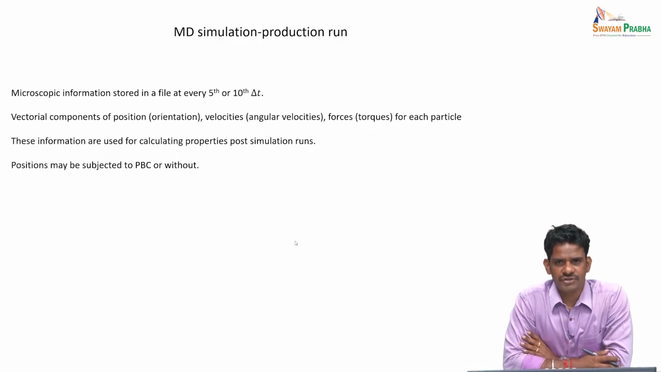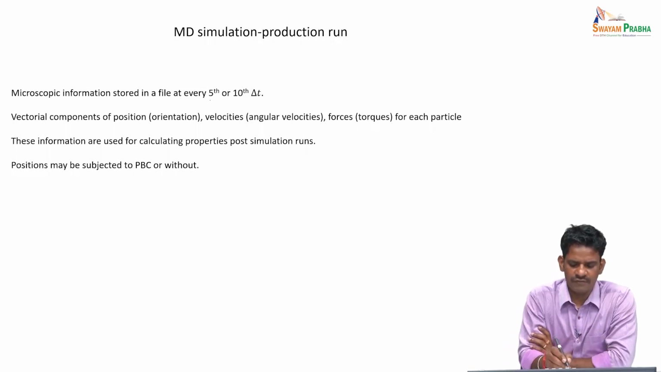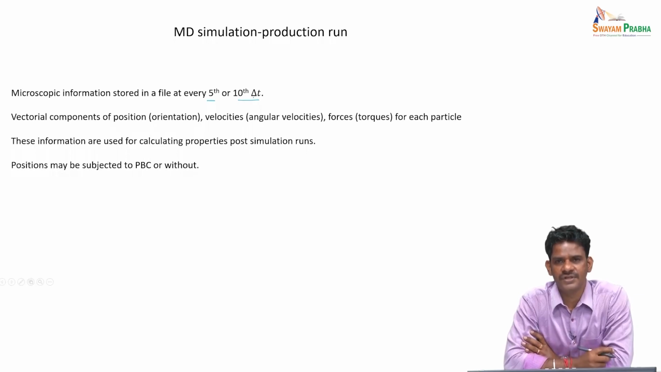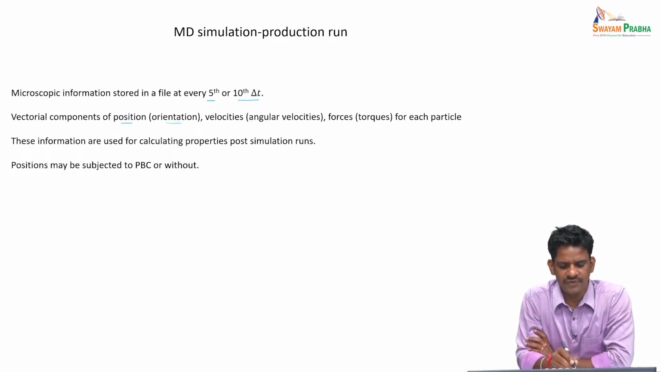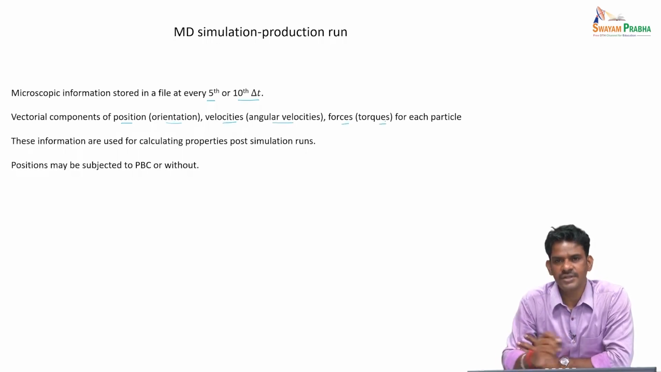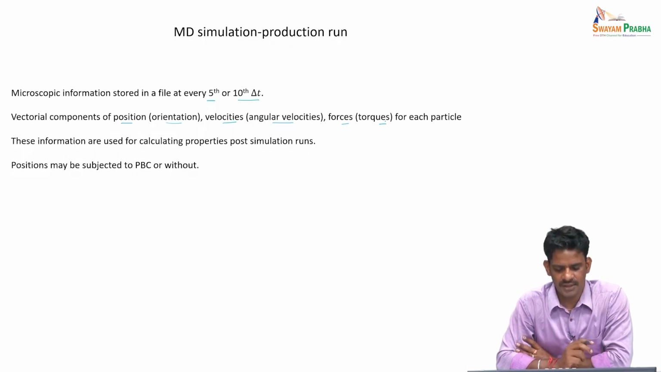In the production run, what we generally do is store certain microscopic variable information at certain periods of time at equal intervals. Typically, every 5th or 10th time step, we store the microscopic details. These involve the positions, and in the case of molecular systems, even the orientations, velocities or angular velocities, forces, and torques. We can write it in a file and store it as the simulation goes on. We need this information to post-process and calculate certain properties.